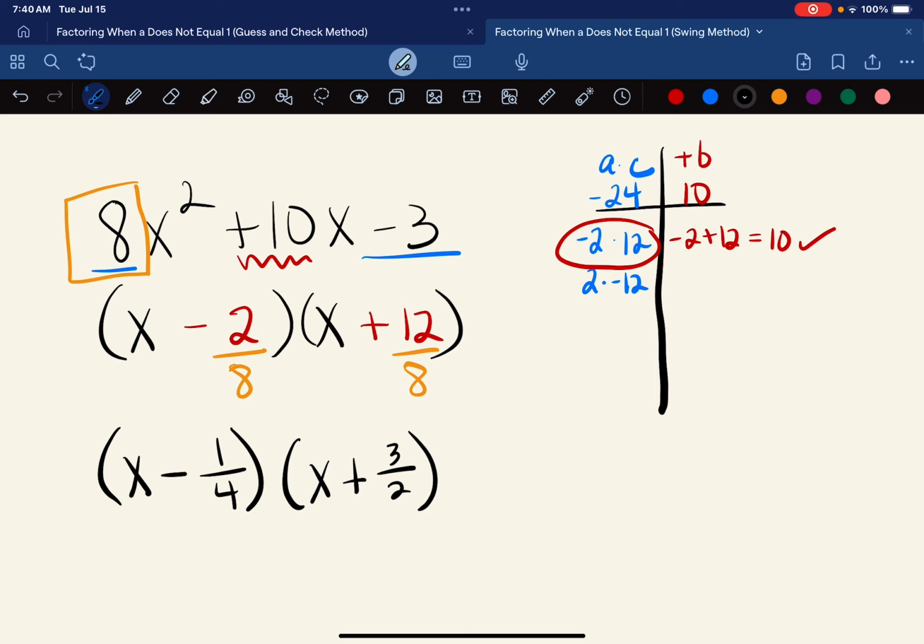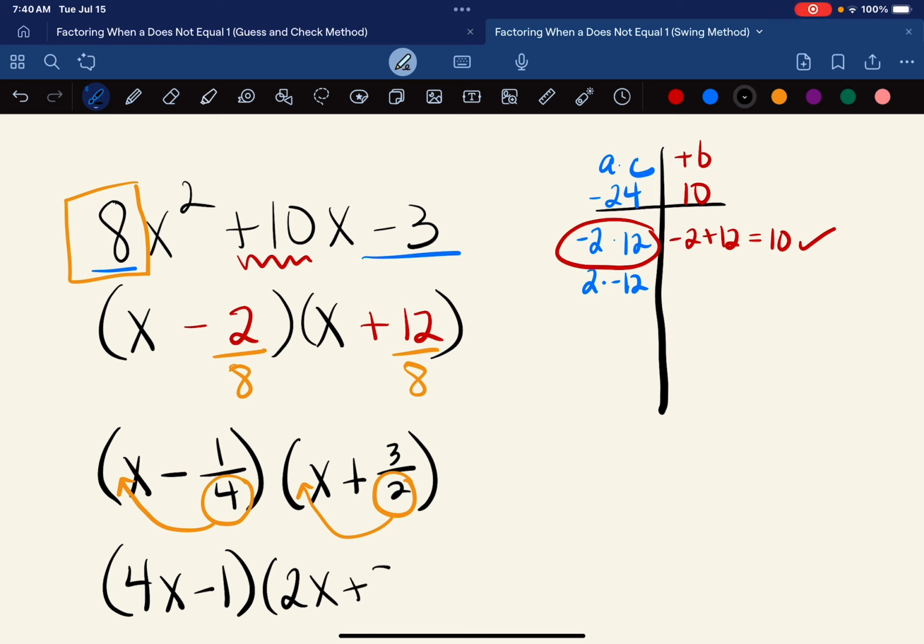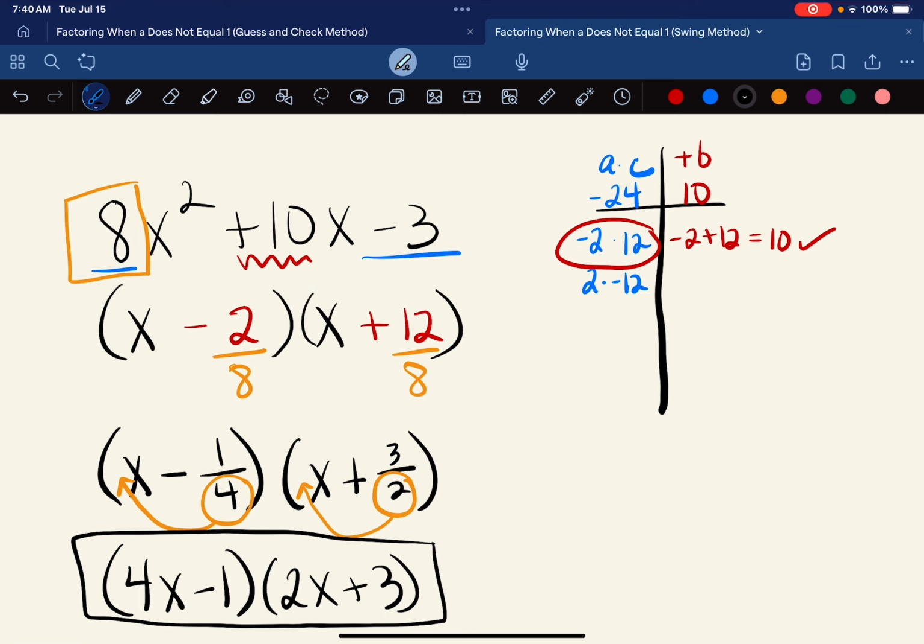And again, we don't want to leave any fractions in our binomial factors. So any denominator that we have is just going to swing to the front. So this 4 swings in front of our x. This 2 swings in front of our x. And these binomials are going to be 4x minus 1 times 2x plus 3. And that is how you factor a quadratic trinomial using the swing method.